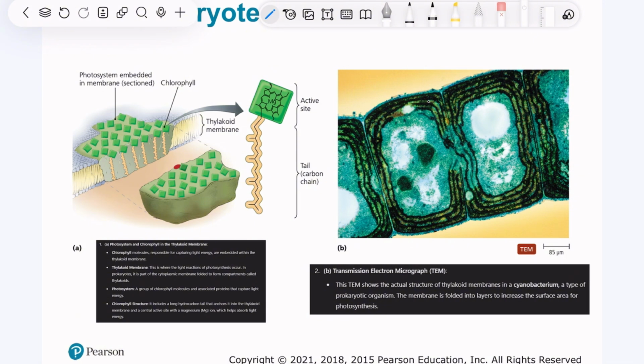And then we look at the chlorophyll structure. The chlorophyll structure includes a long hydrocarbon tail that anchors into the thylakoid membrane and a central active site with a magnesium ion, which helps absorb light energy. Then image B shows a transmission electron micrograph of a cyanobacterium. This TEM shows the actual structure of thylakoid membranes in a cyanobacterium, a type of prokaryotic organism in which the membrane is folded into layers to increase the surface area for photosynthesis.